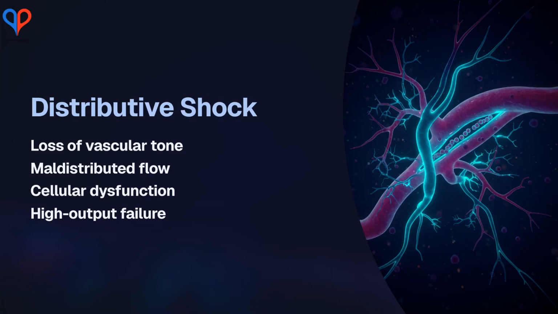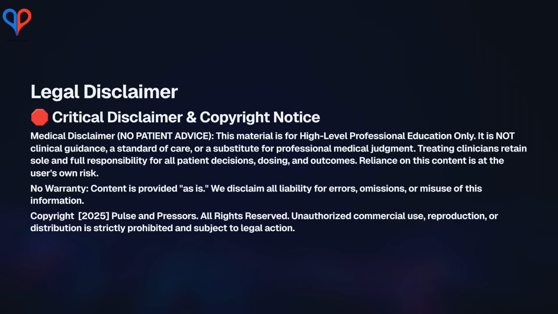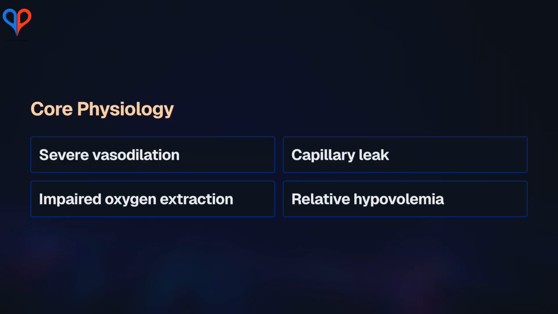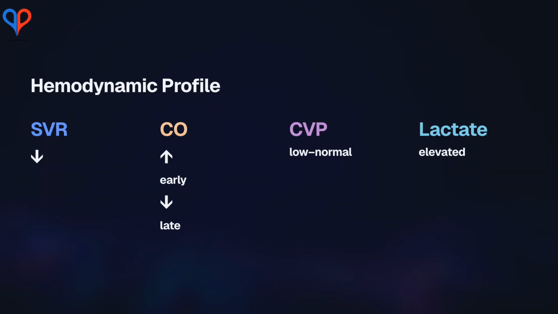Distributive shock originates from a collapse in vascular tone and widespread maldistribution of flow. Even with high output states, pressure and perfusion fail at the tissue level. The core physiology centers on vasodilation, capillary leak, and a profound inability to extract and utilize oxygen. The circulation becomes fast but ineffective, and tissues suffer despite seemingly adequate flow.